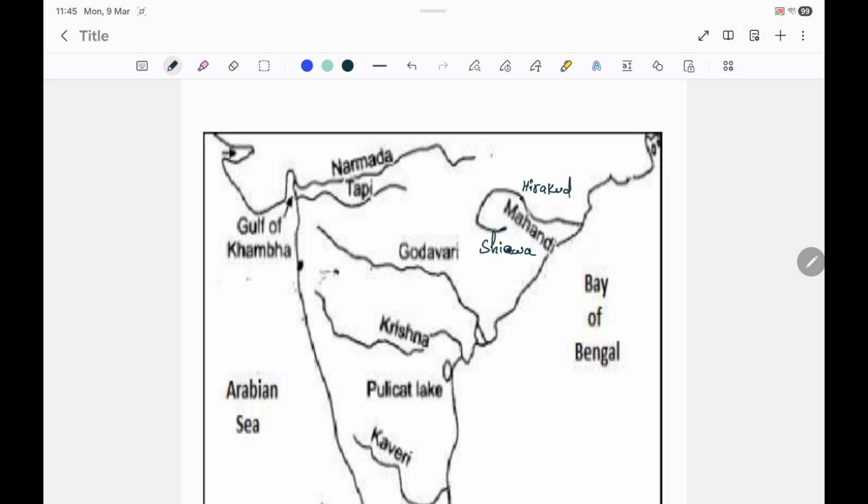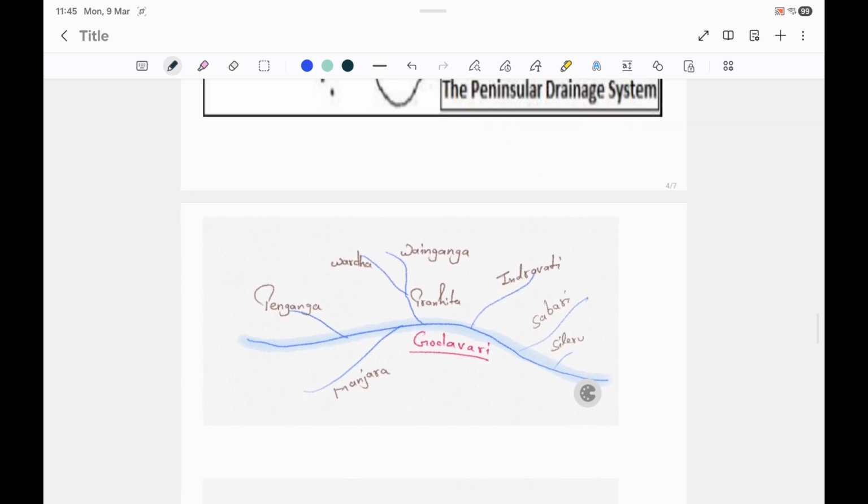Now moving on to the Godavari river, that is the largest river in peninsular India. It is also known as Dakshin Ganga. It originates in Triambakeshwar in Maharashtra and drains into the Bay of Bengal. Now let us look at the tributaries of Godavari. Left bank tributaries are Penganga, Vardha, Venganga, Pranhita, Indravati, Sabari, Siler.